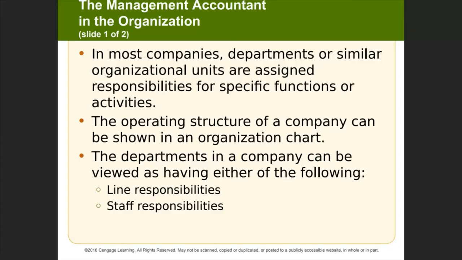In most companies, departments, or similar organizational units are assigned responsibilities for specific functions or activities. The operating structure of a company can be shown in an organizational chart, or an org chart. And this is just a chart that shows the level of employees and who those people are in a company.